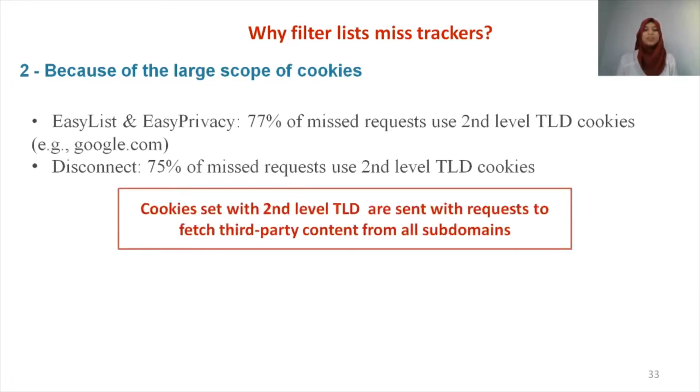In summary, cookies set with second level domains are sent with requests to fetch third-party content from all subdomains, including those that serve functional content. And once again, filter lists cannot block this kind of request because of the functionality that they bring to the website.